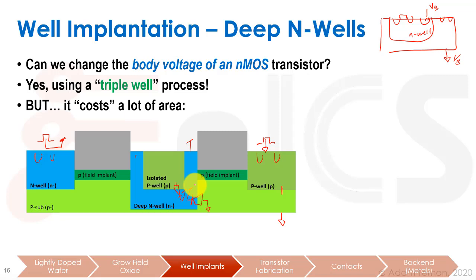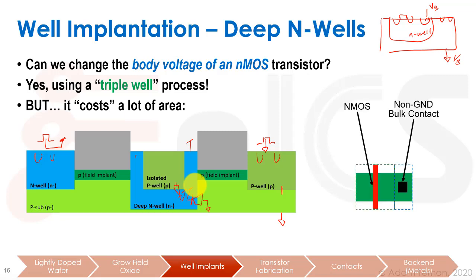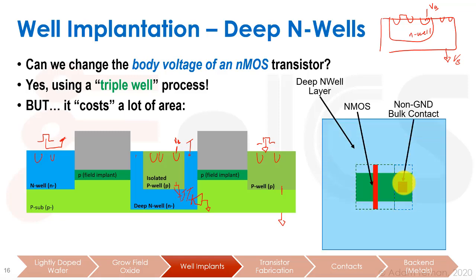Okay, so how are we going to do that in our layout? Well, we're going to start with an NMOS transistor here. It's a poly over diffusion, and we also have a contact, which is this contact. We have a contact over here that's going to be our contact to VB, whatever it will be. Okay, so that's our contact over there. And now, what are we going to do with it? First of all, we're going to put a deep N-well layer.